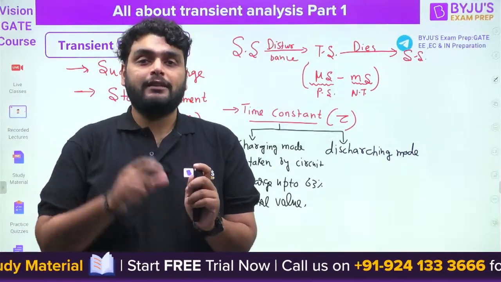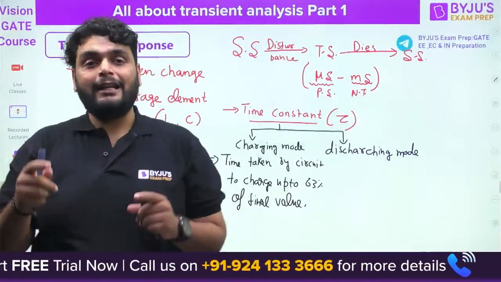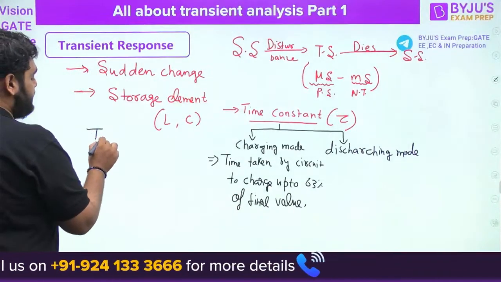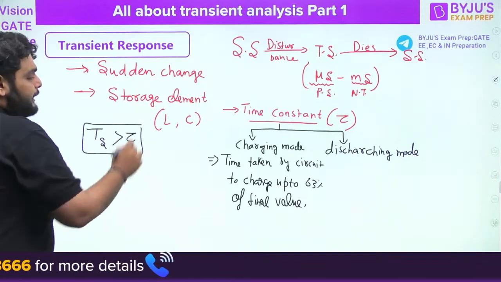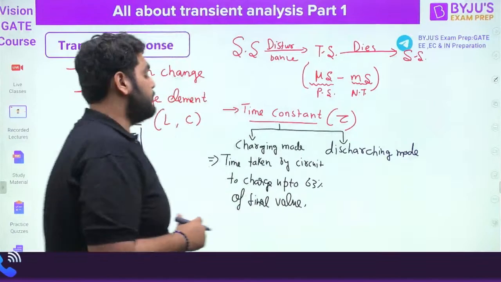No beta, this statement is incomplete. If you say that time in which transient occurs, that is actually the transient time. If I talk about the transient time, it is Ts. It will be greater than the time constant. Remember, the circuit will remain in a transient state for more than a time constant. Okay, so this statement is not correct.